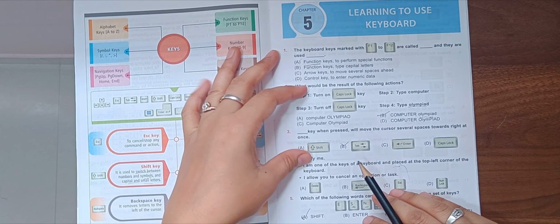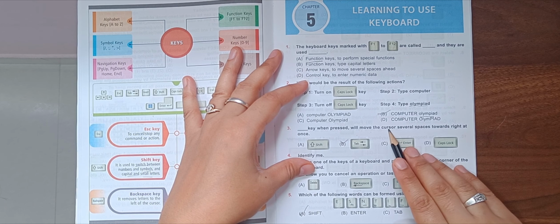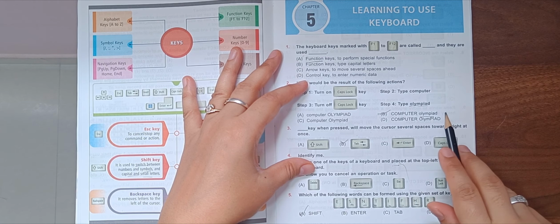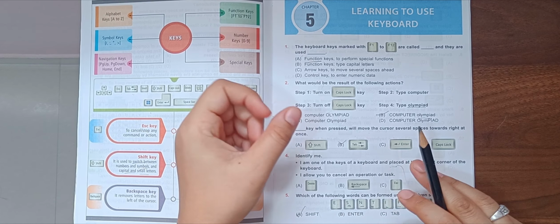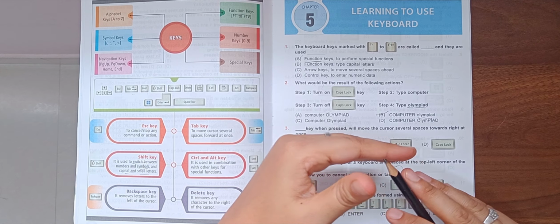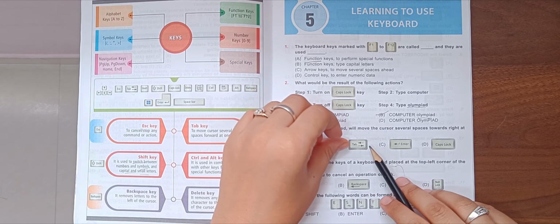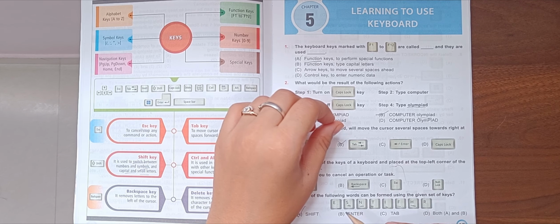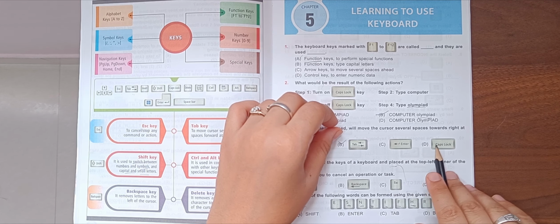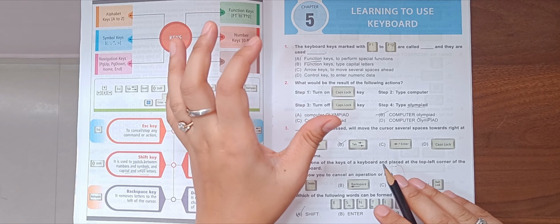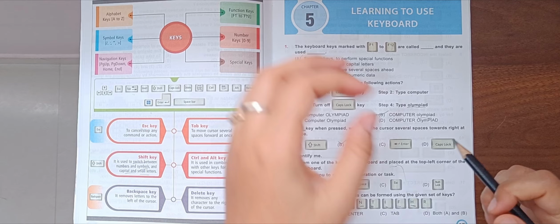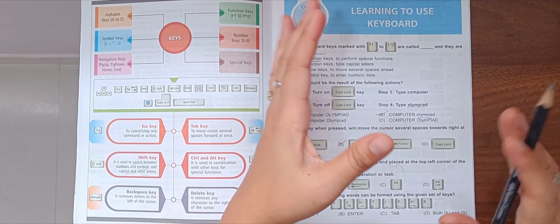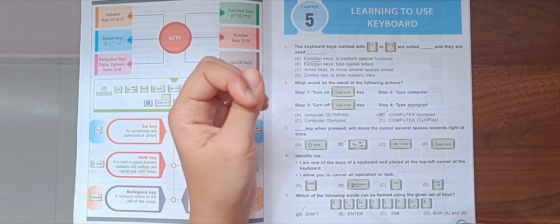Next, which key when pressed will move the cursor several spaces? We learned that is the tab key. The shift key is used to switch between numbers and symbols. The enter key is for going to the next row. Caps lock is used for capital alphabets, and the tab key is used to move forward several spaces.